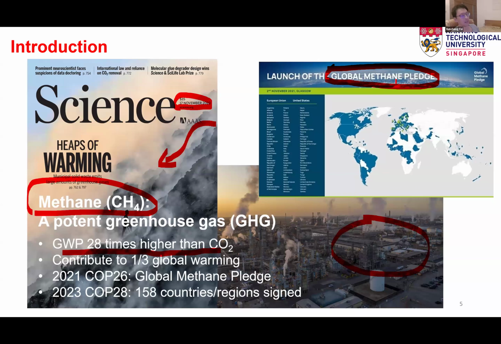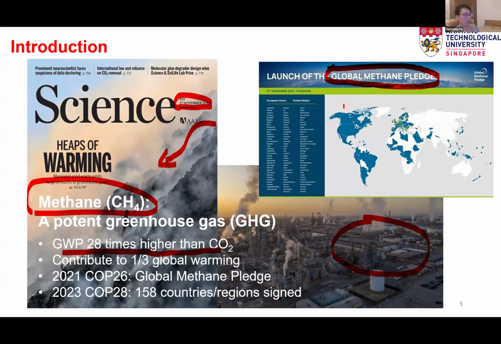It is basically an international pledge or action that many countries signed, saying that they should look into the sources of methane emission within the countries and then think about how to mitigate and lower the emissions. It is a major global or international initiative.